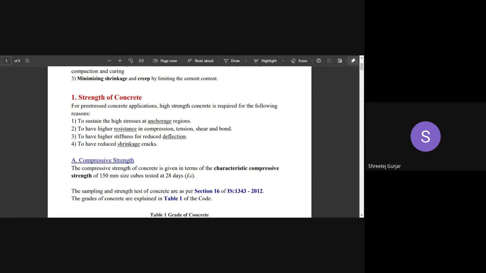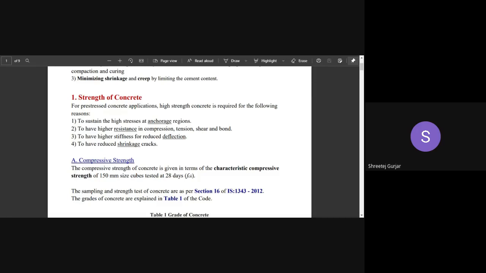occurring, and these shrinkage cracks are very deleterious to your PSC, to your pre-stressed concrete, to your pre-stress which we have applied. So we have to avoid this shrinkage and creep which is occurring in your concrete. To avoid shrinkage and creep, we have to use high strength concrete, to minimize our shrinkage and creep.